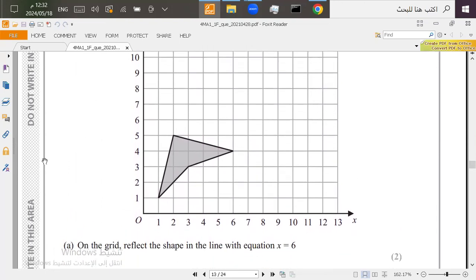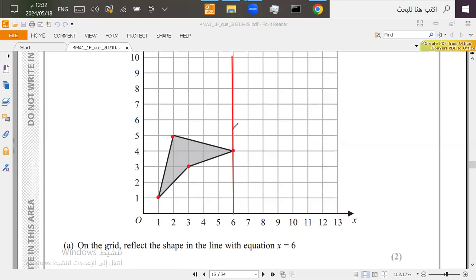Now, to reflect the shape, first let's find the mirror line. So x equals 6 is here. This is the line, so I'm going to put it like this. This is the mirror. Now, the shape here has 4 points. These points are here, here, here, and here. We're going to reflect these 4 points on the other side because the line of reflection is here. It means the shape will be reflected in the opposite way.